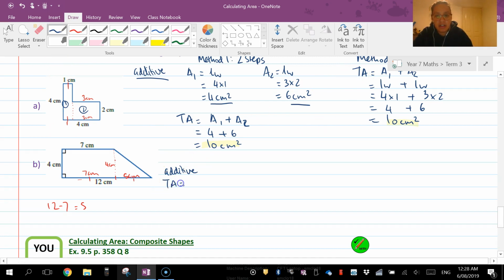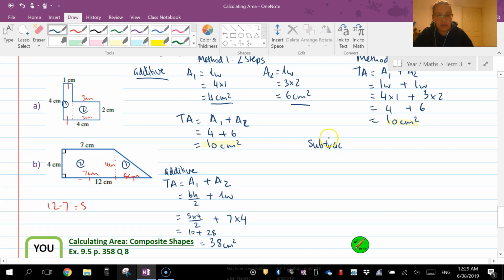So total area equals, let's call this 1 and 2, A1 plus A2. So total area equals A1, which is base times height divided by 2, plus length times width, because that's a rectangle. My base is 5 times 4 divided by 2, plus 7 times 4. 20 divided by 2 is 10, plus 28 equals 38 centimeters squared.